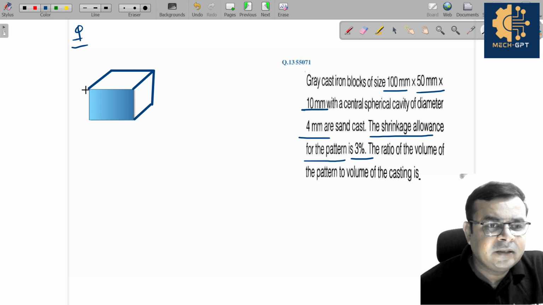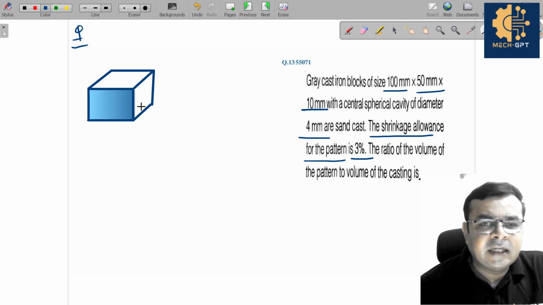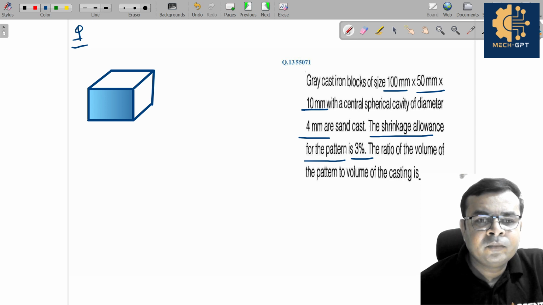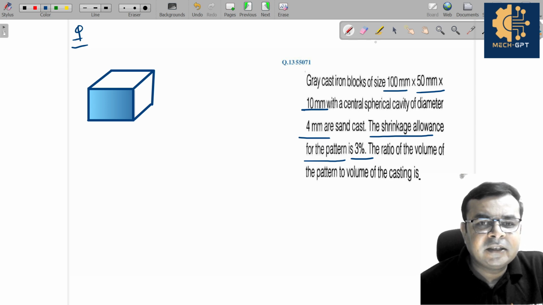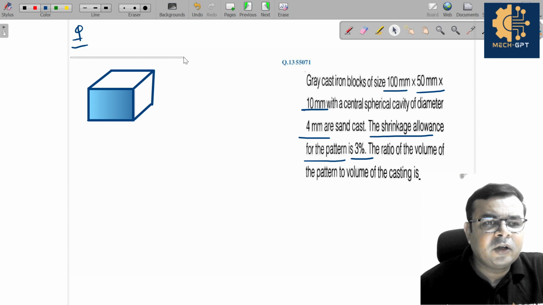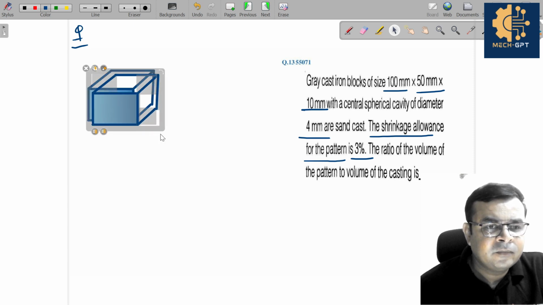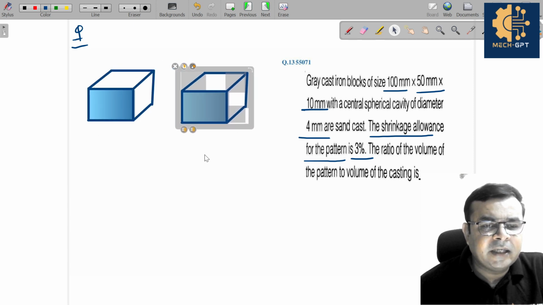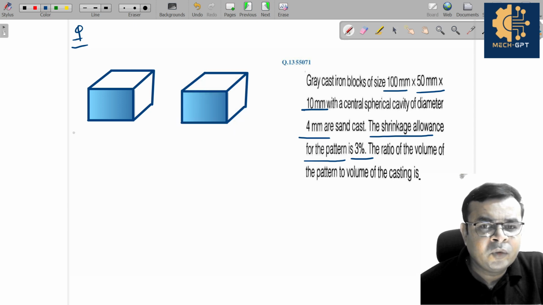Correct? This is a casting. Okay. So for this, if I draw the pattern size, obviously it is a little larger than the actual casting. So this is the casting. This is 100 by 50 by 10.